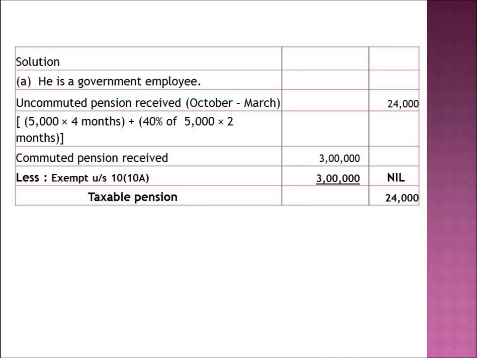after commutation. So for October, November, December and January, that is for 4 months, he will receive the full amount of pension, that is 5,000. So that will be 20,000. 5,000 into 4, that is 20,000. And for March, because the year ends on 31st of March, so for the month of March and February also, because he commuted his pension on 1st of February, so obviously the full month of February will also be included. So for 2 months he will receive pension after deduction of the commuted part.